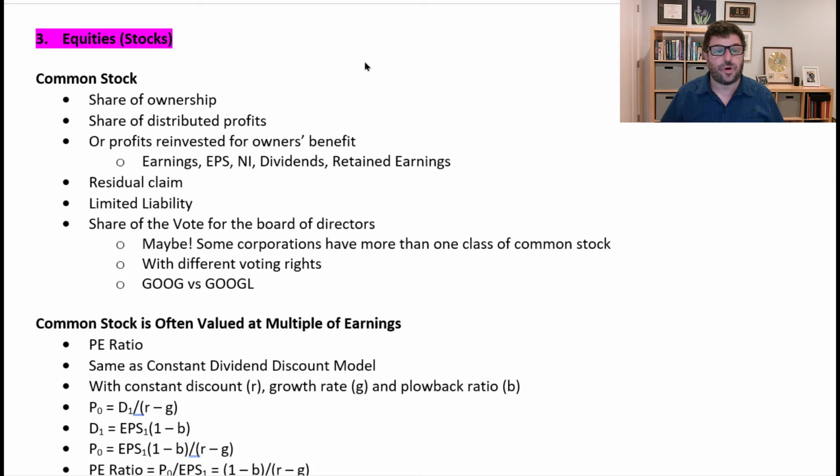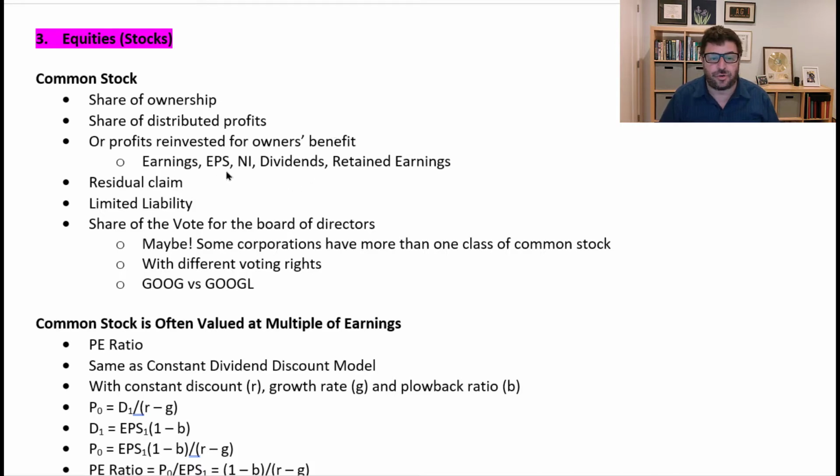Let's move on to our third category of asset classes, equities or stocks. And we'll talk about two main types. We'll talk about common stock and preferred stock. Remember, common stock is a share of ownership. It's a share of distributed profits or the profits that are reinvested for the owner's benefits.